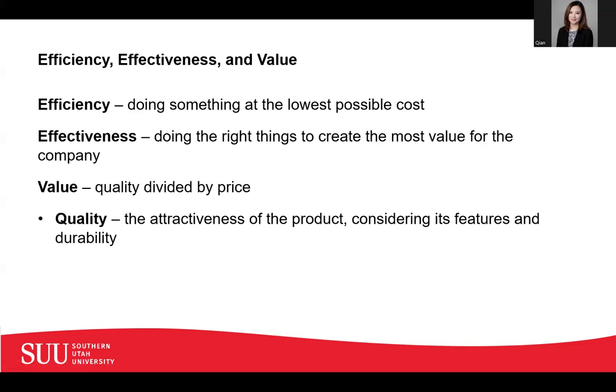And then the last few things I'd like to give you are a few terms about some of the important factors we always care about in our operations and supply chain. They are efficiency, effectiveness, and value. Efficiency means you are doing something at the lowest possible cost, while effectiveness means you are doing the right things to create the maximum value. And the value, here we define it as the quantity divided by price.